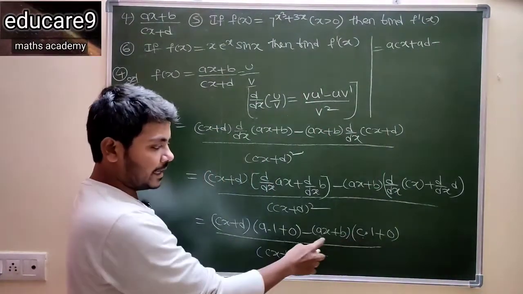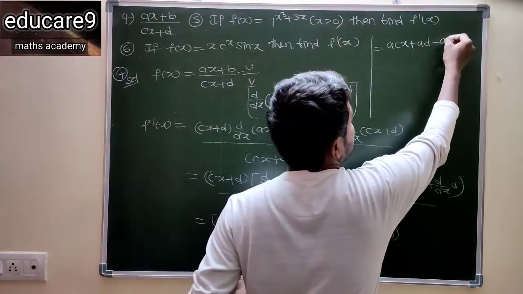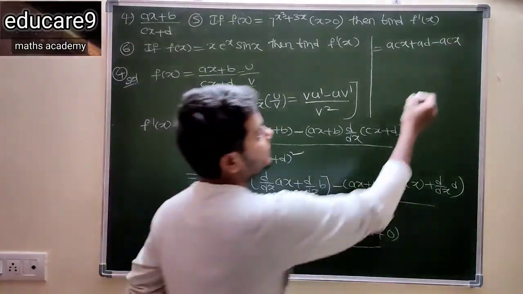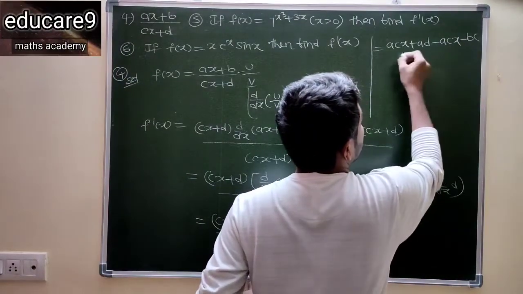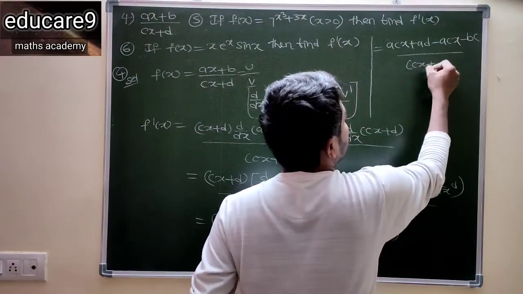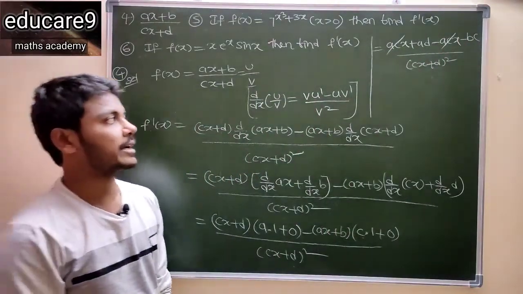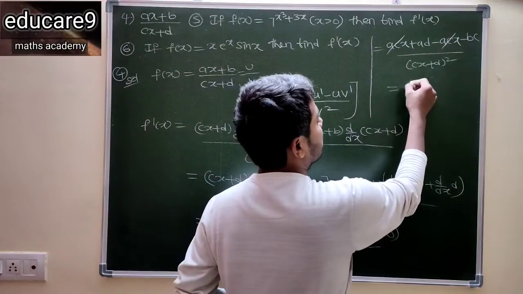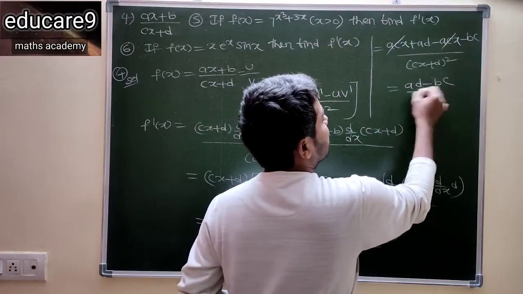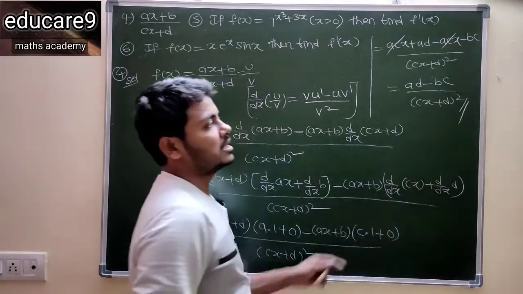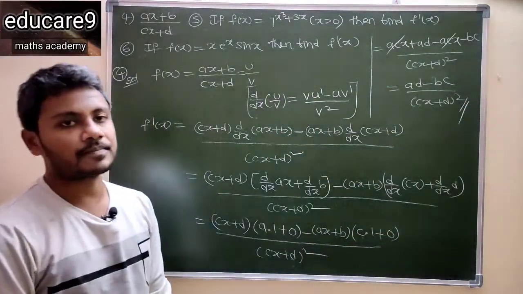minus c into ax, again acx, next minus bc, divided by cx plus d whole square. Plus acx minus acx both get cancelled, so this equals ad minus bc by what? cx plus d whole square. So this is the derivative of the given function.